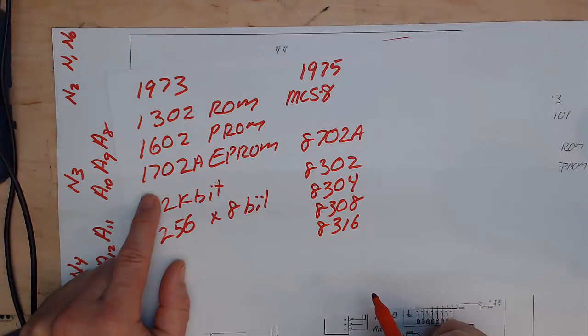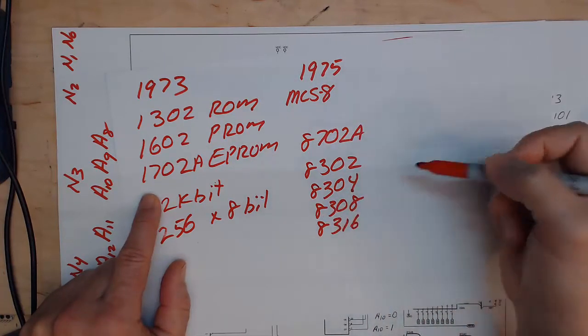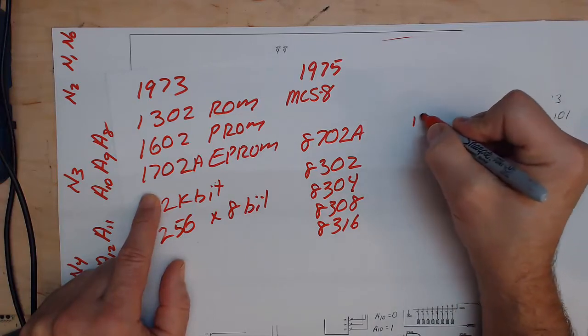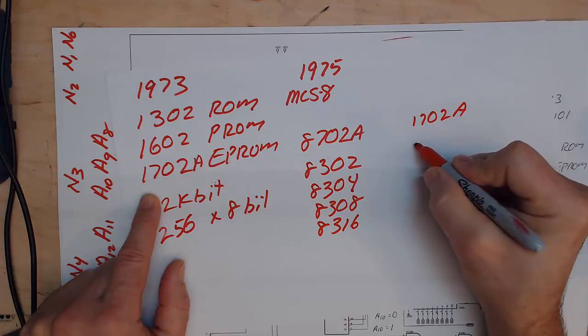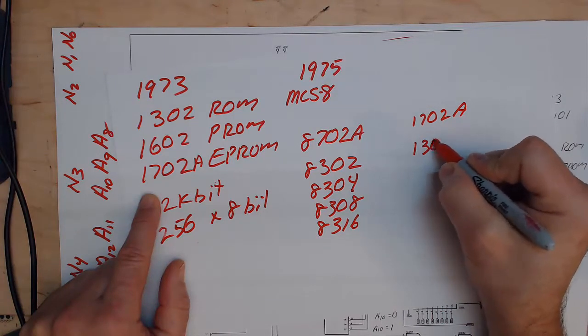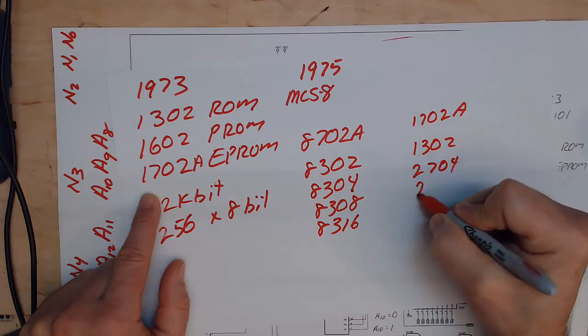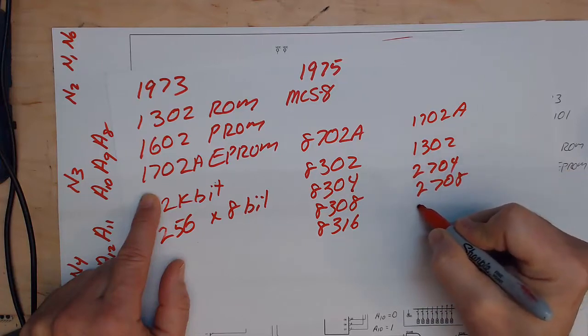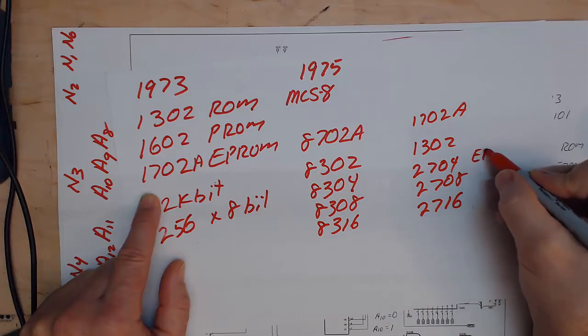However, while Intel decided to do this rebranding with everything at 8, the industry didn't do that. The industry still called this the 1702A. They would call this the 1302, and this was the 2704, 2708, 2716. These were the EPROM version of that.